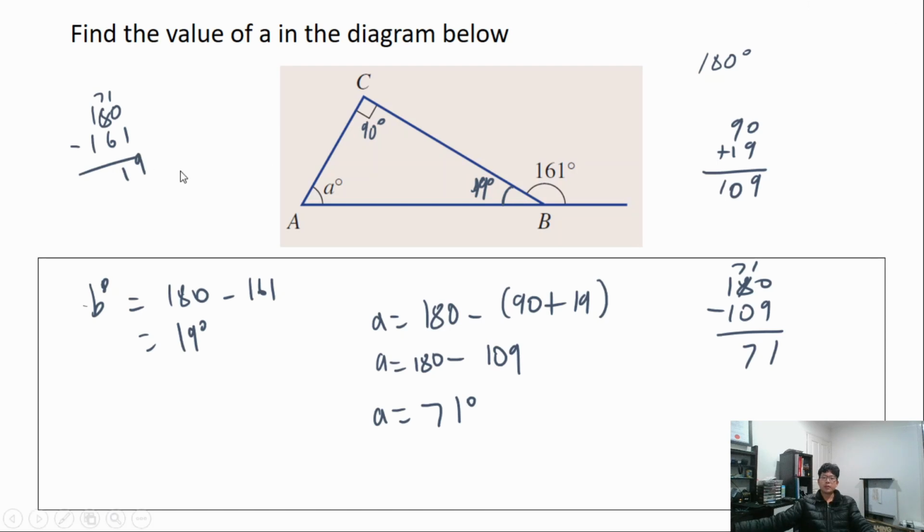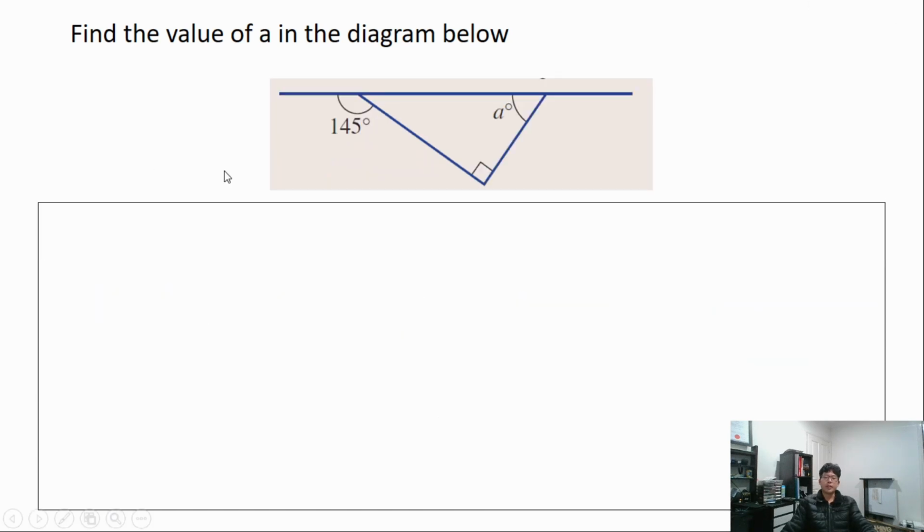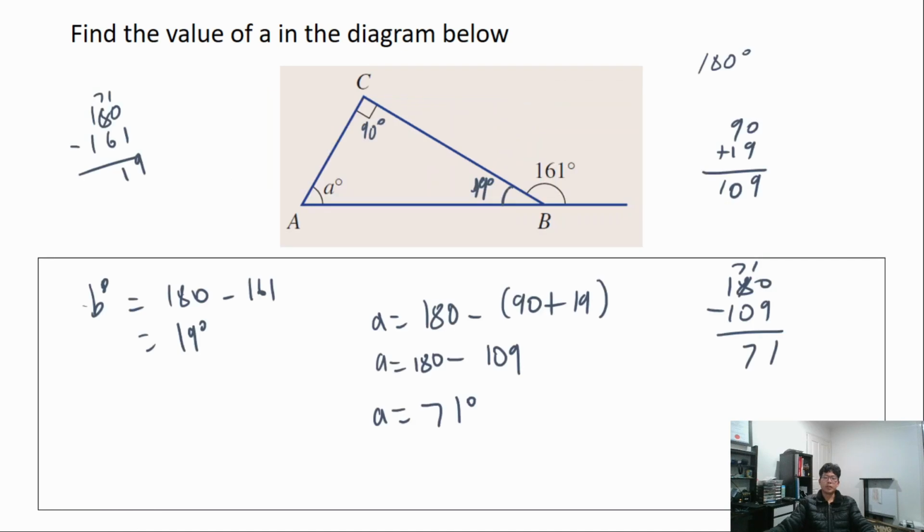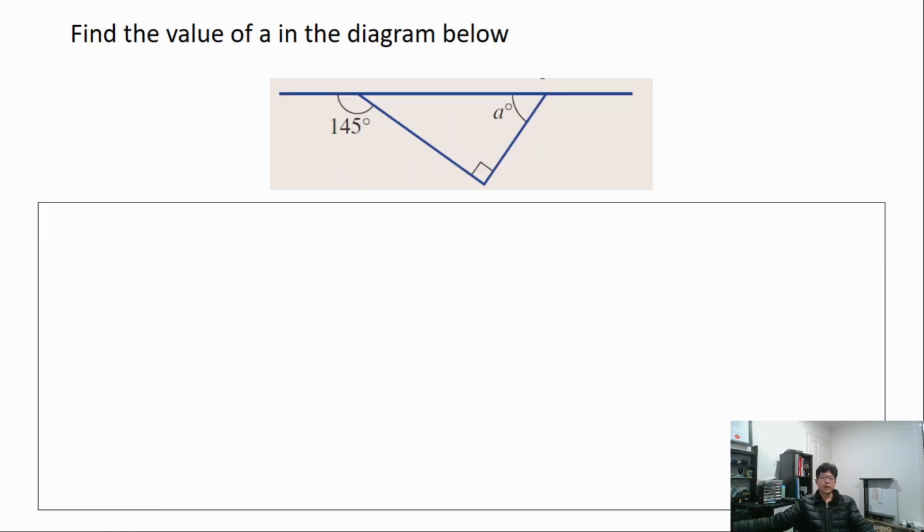Now moving on to the next one. Just pause the video here. It's the same concept as the one we did just before. And just unpause the video when you're ready to go through them with your teacher. Alright, so just like before, our first step is to find the value of that angle there. And remember, a straight line is always equal to 180 degrees. So I'm just going to call this angle B again.